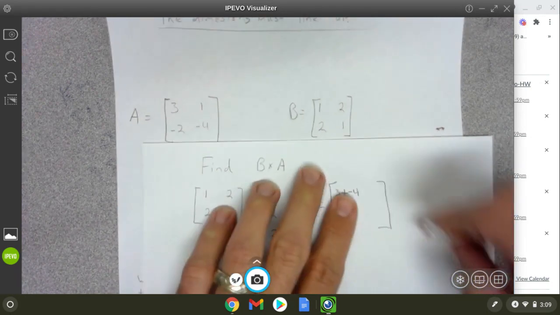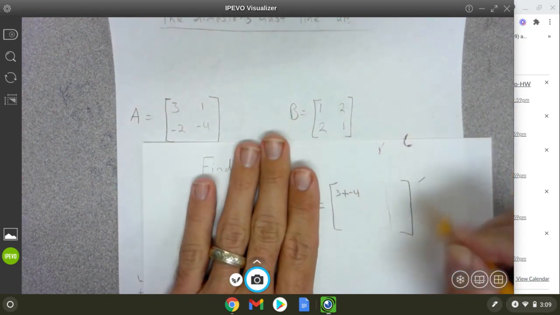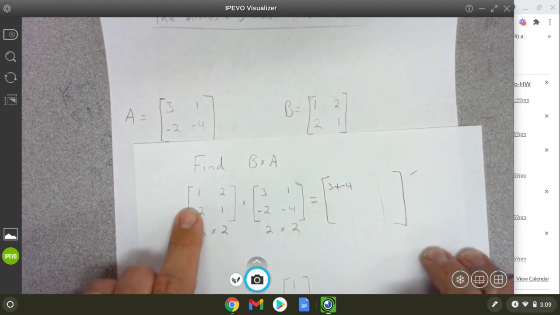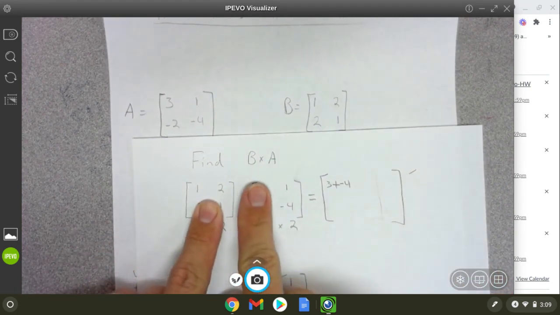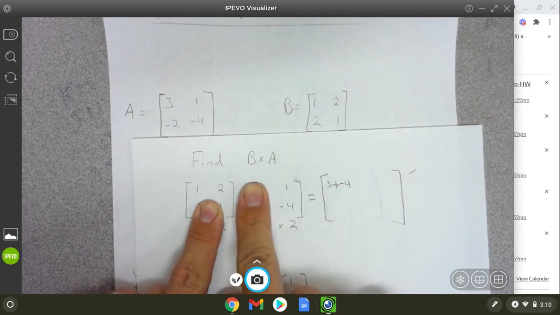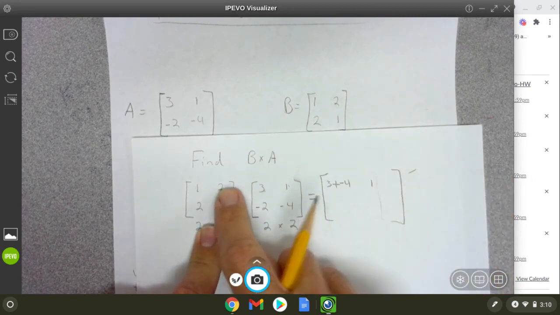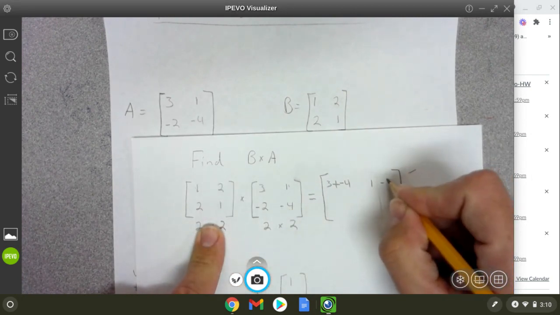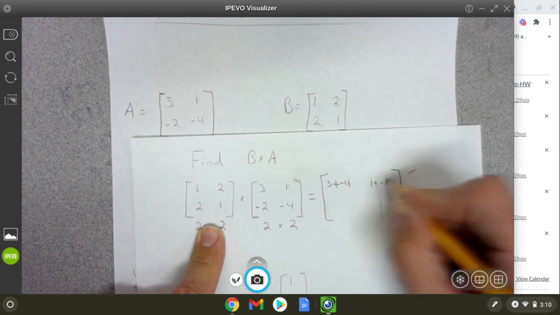Oh boy, that's not going to be large enough. There we go. I'll write our answer down below. Now let's do row 1, column 2, which gives us this one up here. It's going to be 1 times 1, which is 1, and then 2 times negative 4, which is negative 8, so plus negative 8.